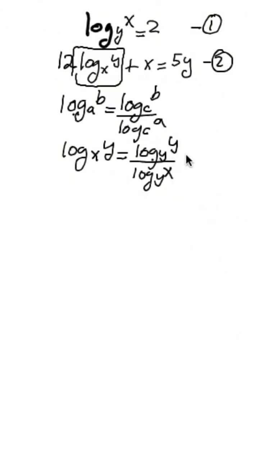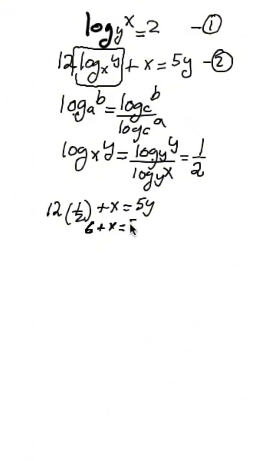And this is really, really useful because log base y of y is just 1, because y to the power of what is y? Well, it's just 1. And in the denominator, we already know from equation 1 that this is supposed to equal 2. So this is really, really useful. Now we can substitute this into equation 2. So we'll have 12 times log base x of y, which we now know is 1 over 2, plus x is equal to 5y. So this becomes 6 plus x is equal to 5y.